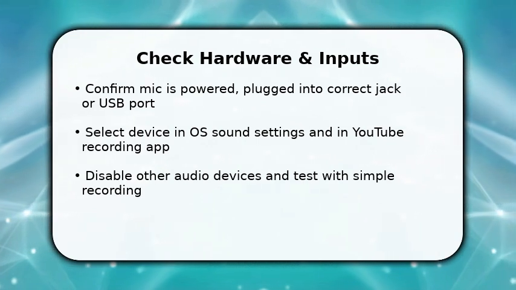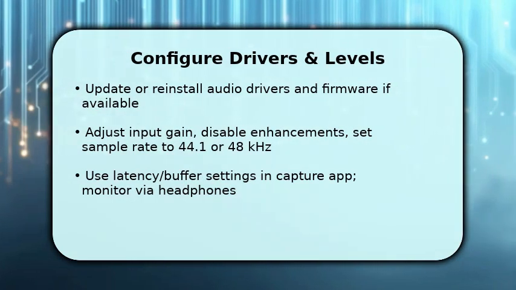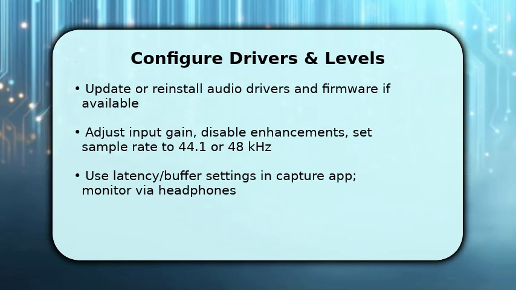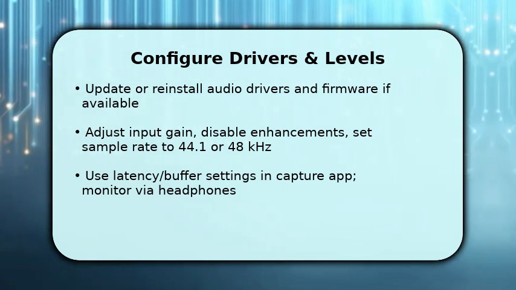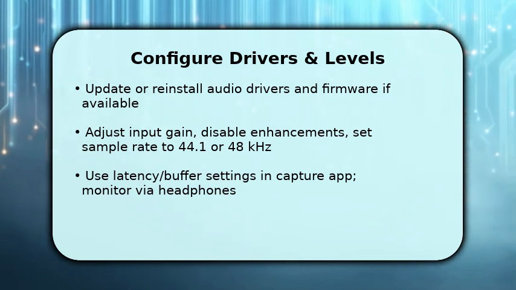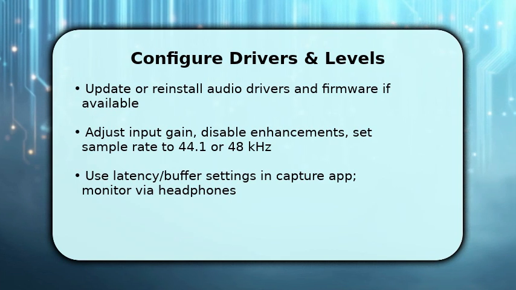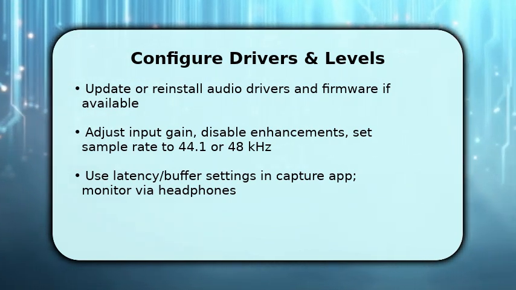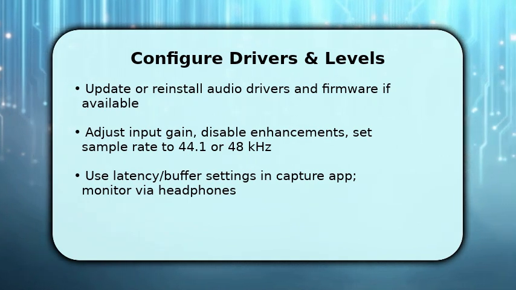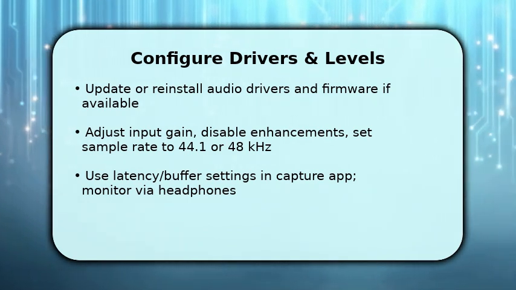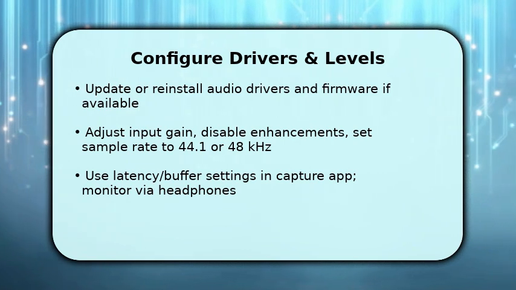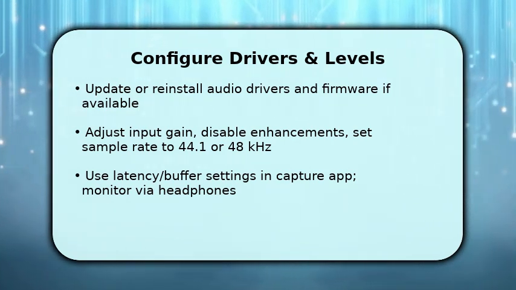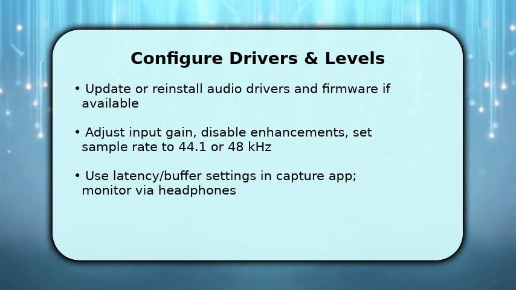signal presence. Next, you focus on drivers and levels because a driver mismatch or wrong sample rate will cause no audio or poor quality. Update or reinstall your audio interface or USB mic drivers and set the sample rate to 44.1 or 48 kHz in both OS and your recording app. Once done, open Input Properties, lower or raise gain until the meter peaks around -6 dB, and turn off software enhancements that alter the signal. Also enable direct monitoring with headphones.